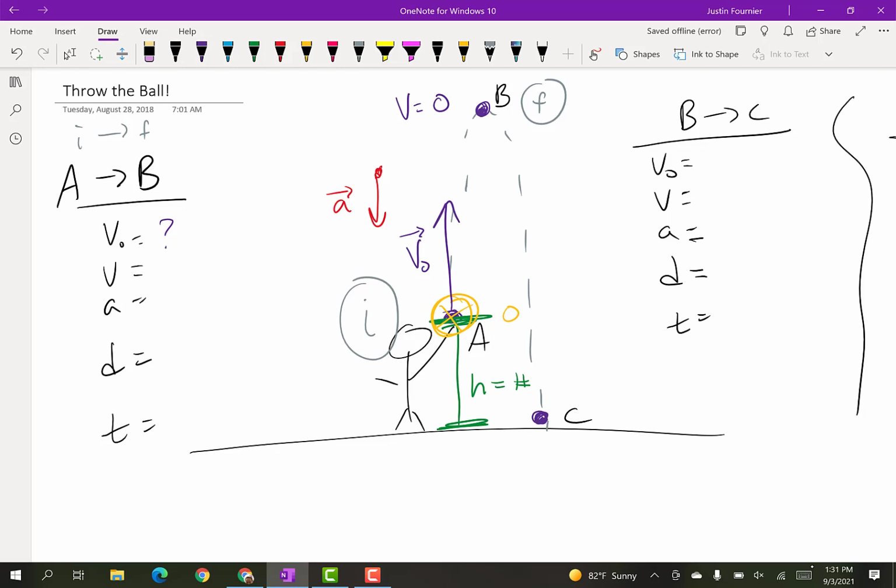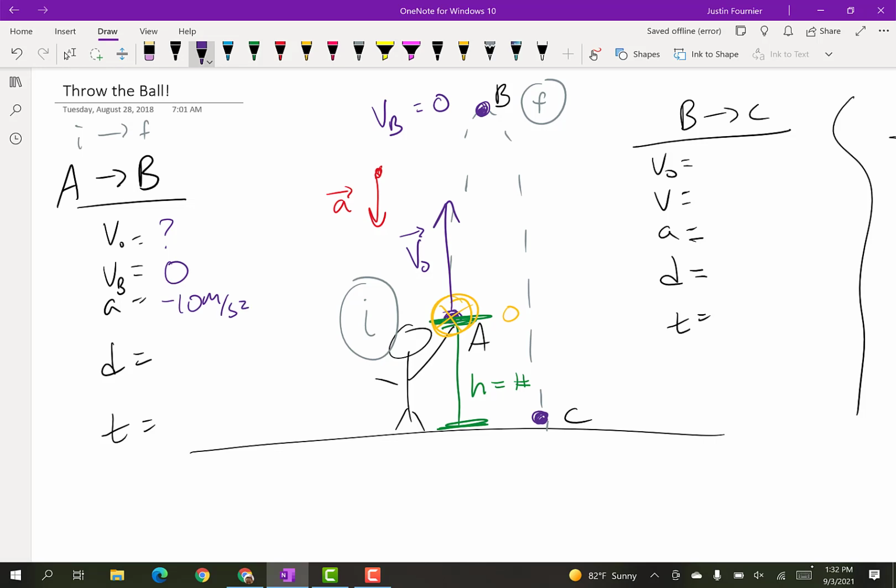When is the velocity 0? At its maximum height. So I'll call this VB. I'll say that is 0. So VB is 0. What else do I know? Acceleration is negative 10 meters per second squared.